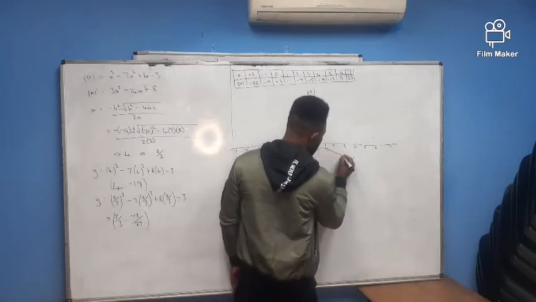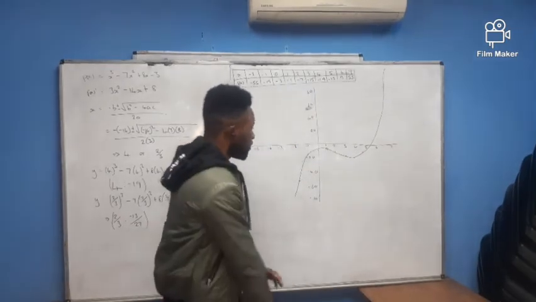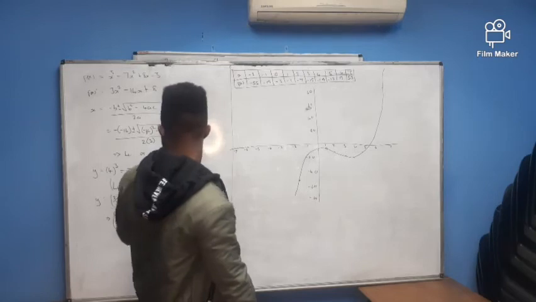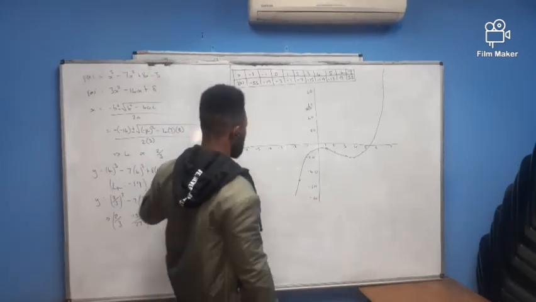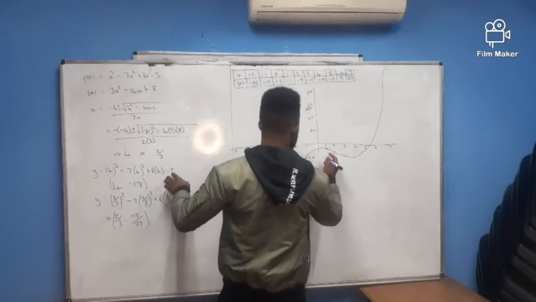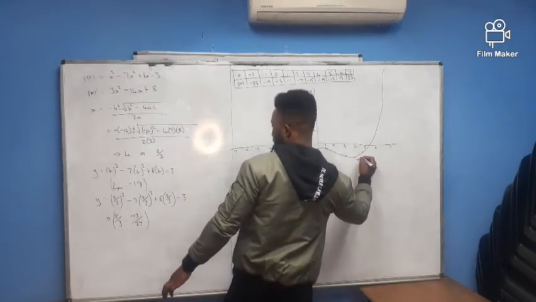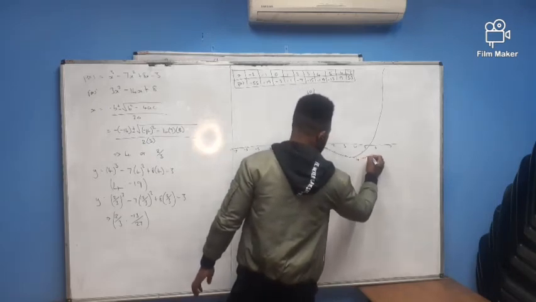Let me just draw my graph. So I have my graph, something like this. This is my graph, remember it's just a sketch. And then I have my turning point, which is the first one. It's 4 and negative 19.